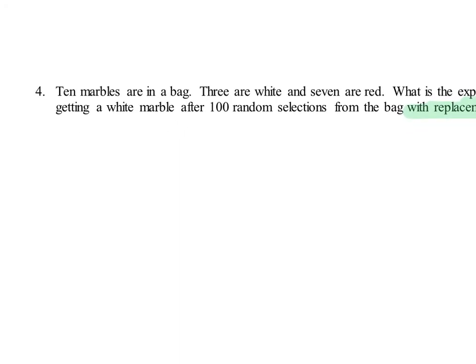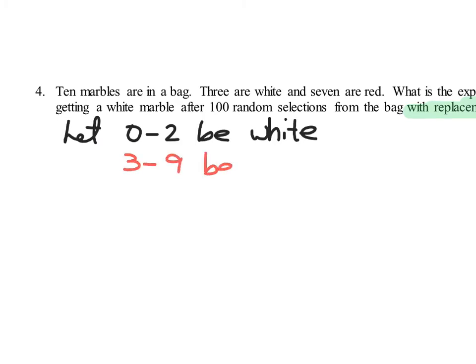All right. So 3 are white and 7 are red. So I'm going to let 0 through 2 be the white marbles. And I'm going to let 3 through 9 be the red. All right, 0, 1, 2, that's 3 values. And then same idea for 3 through 9, just count them up.